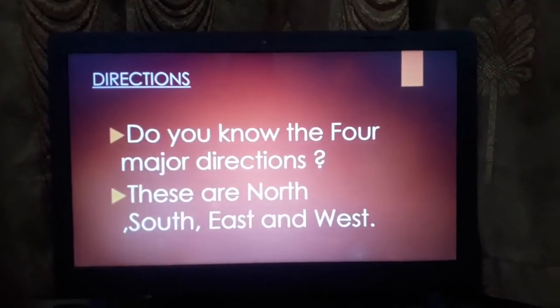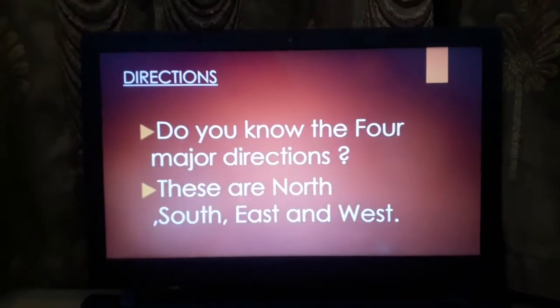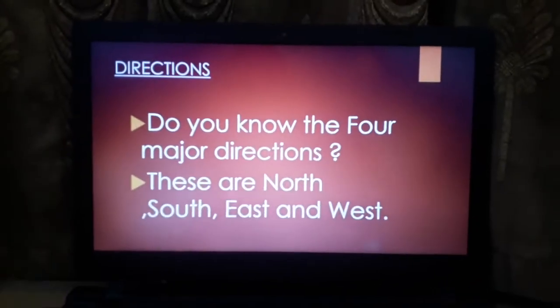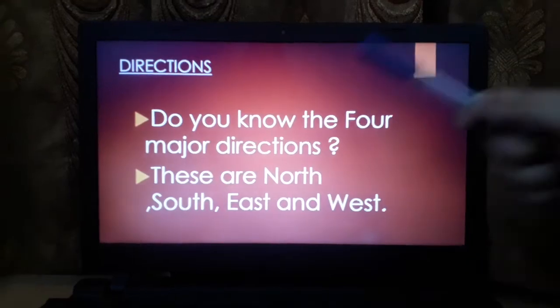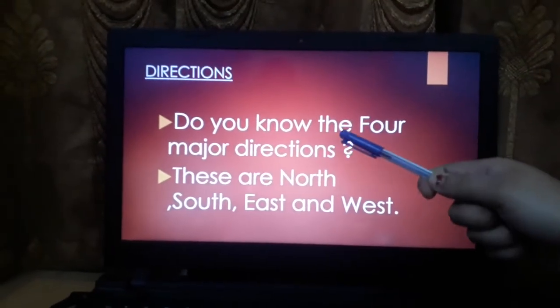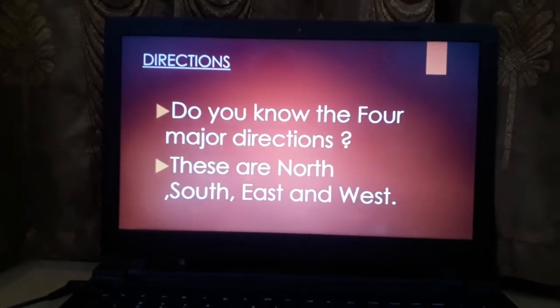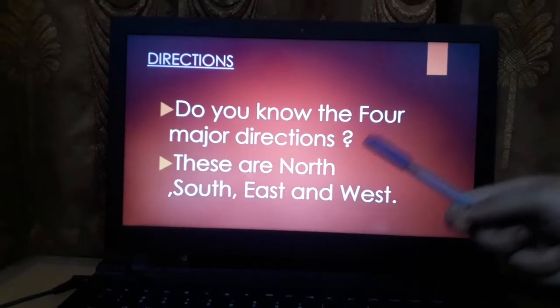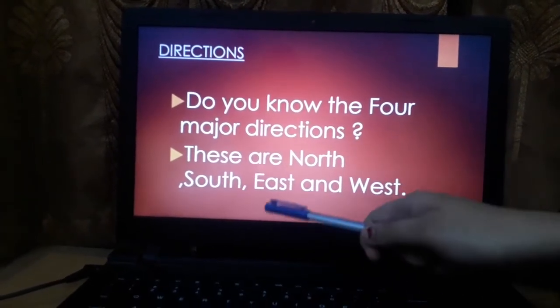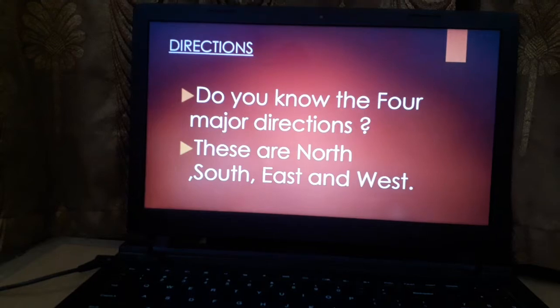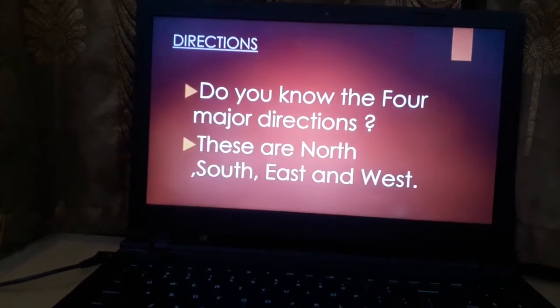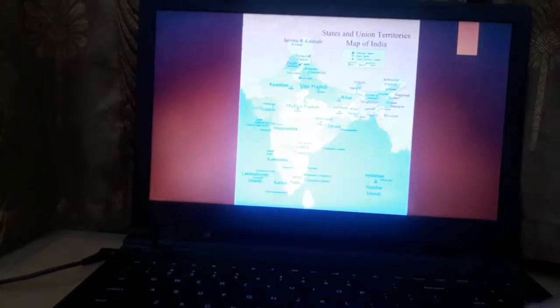Now the topic is related to directions. Do you know, students, the four major directions? These are north, south, east and west.